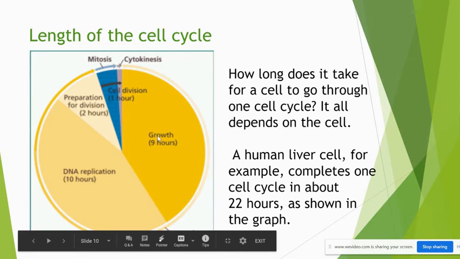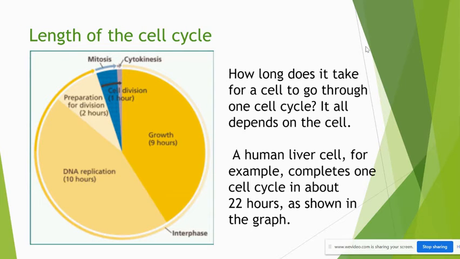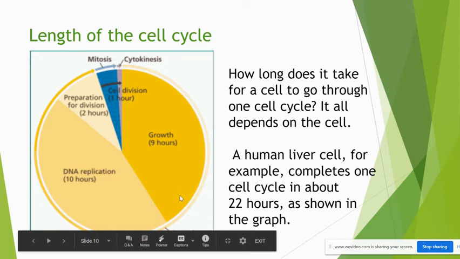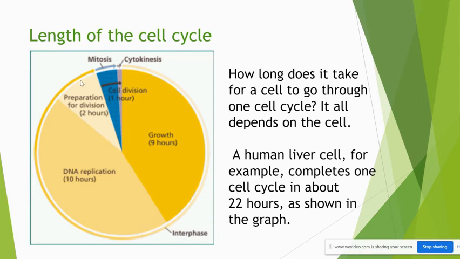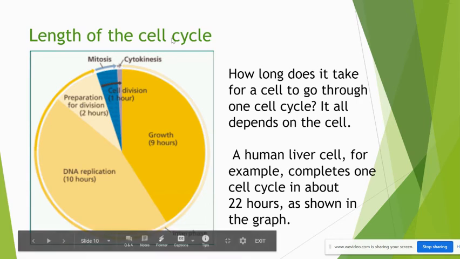Okay, so like I had said, interphase is a very long part of the cell cycle, and it depends on what cell it is. So sometimes, like a human liver cell, completes the cell cycle in about 22 hours. So you can see how long it takes for the cell to grow, and then DNA replication takes a long time, and then it's preparing, and then mitosis and cytokinesis only take about an hour of that whole 22-hour process.